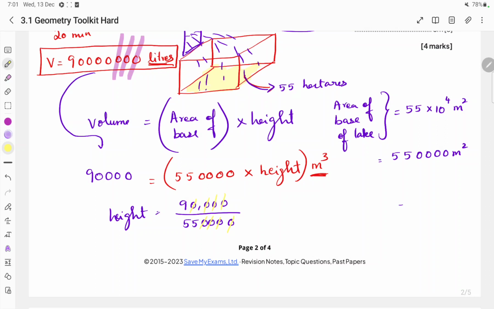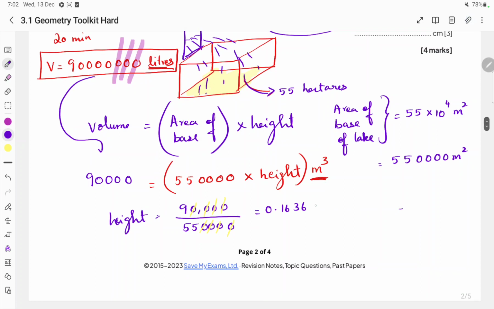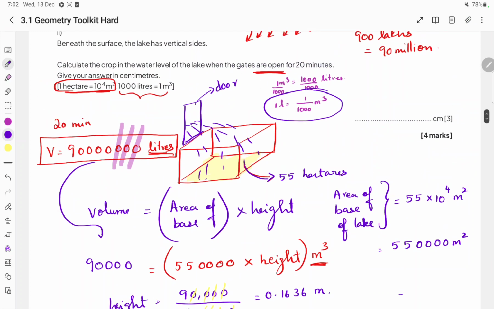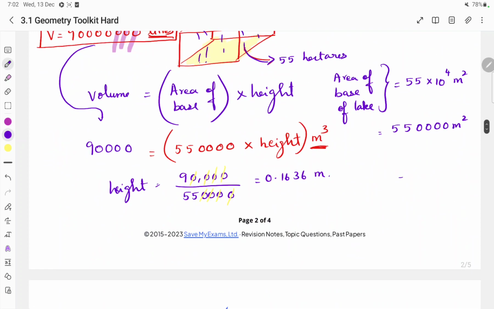So you can use a calculator for this. It will be equal to 0.1636 meter. So H unit is meter. But in the final answer they are asking in centimeter, not in meter, and you know very well 1 meter is 100 centimeter.